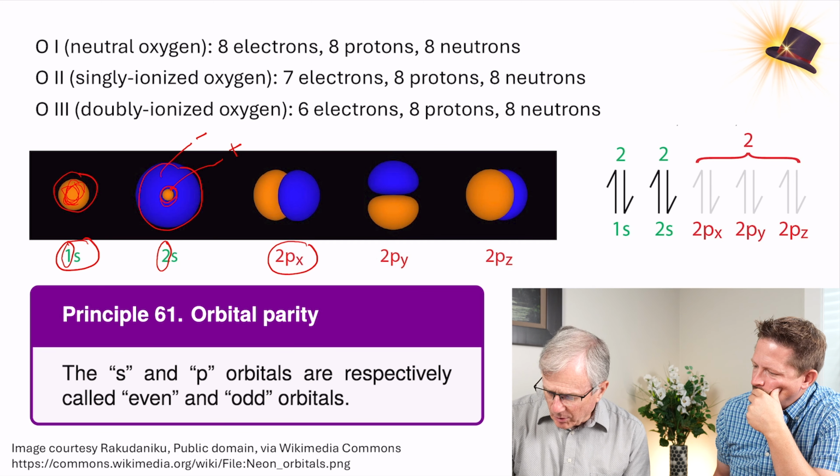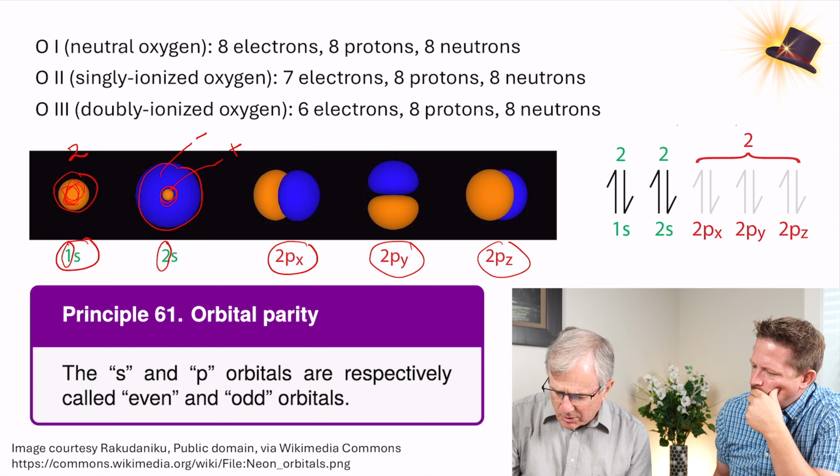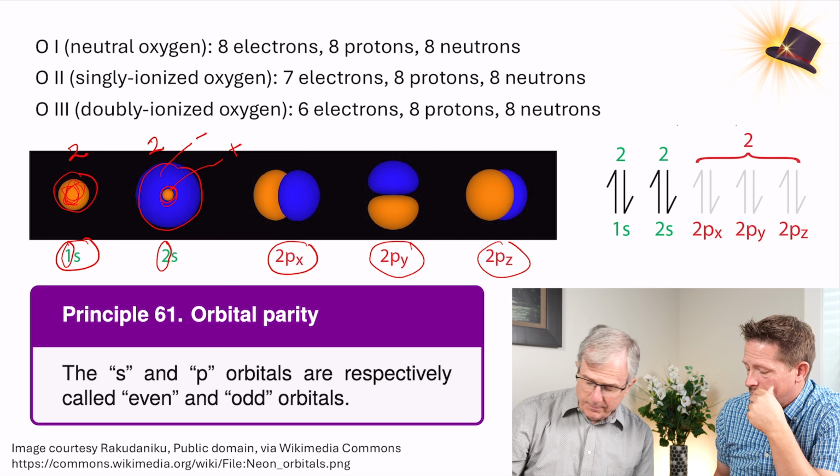Then these p orbitals, 2px, 2py, and 2pz, you can put at most 2 electrons in the 1s subshell. You can put at most 2 electrons in the 2s subshell.